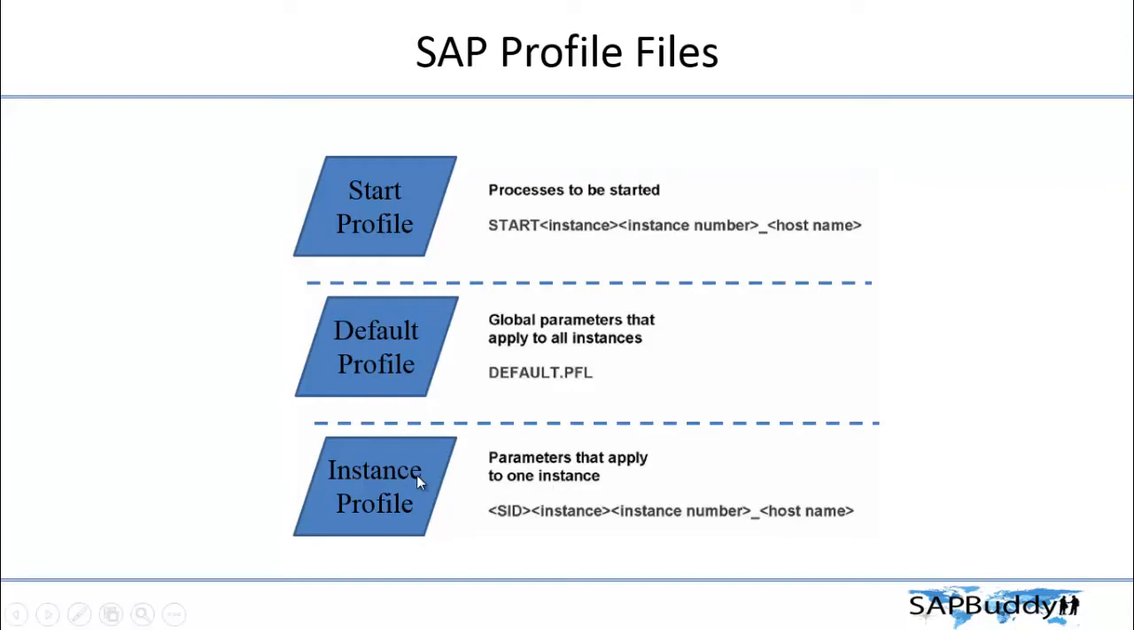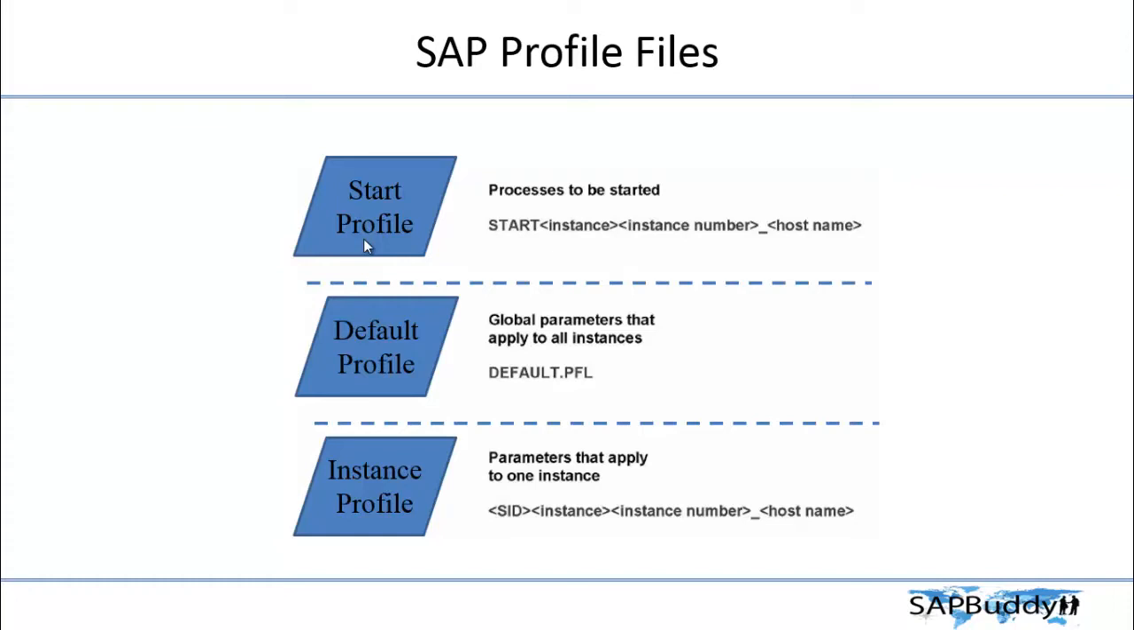So we have three different profiles: start profile, default profile, and instance profile. This is the sequence in which these profiles are read. It is also possible that you have a profile value which could be overwritten by another profile. So these are the three different profiles: start profile, default profile, and instance profile. This is quite important. You need to understand this very clearly.